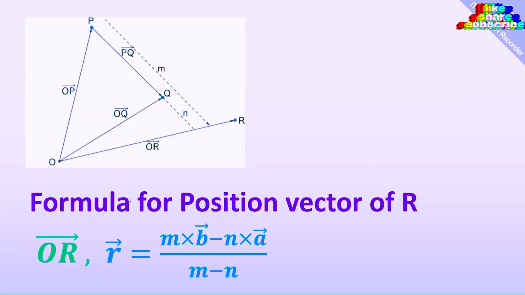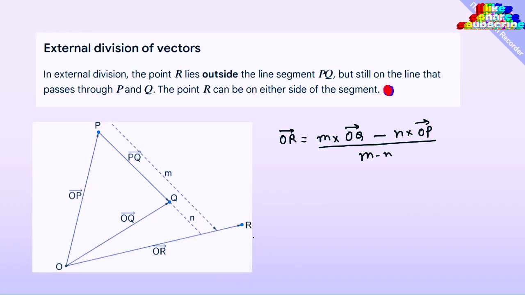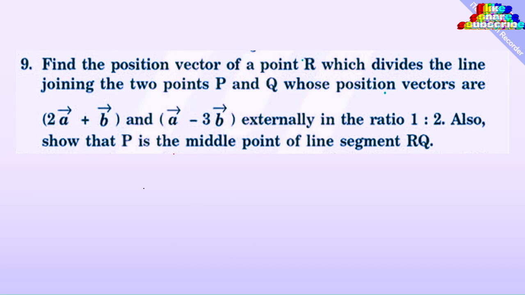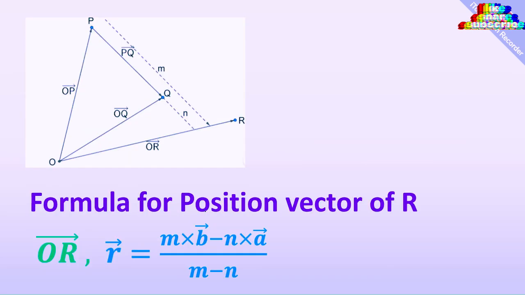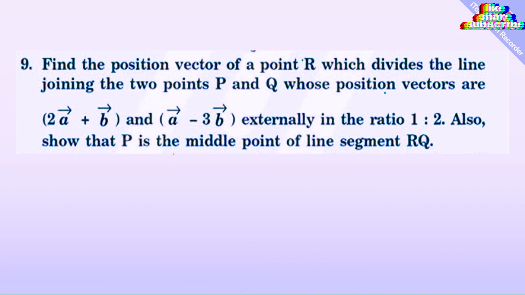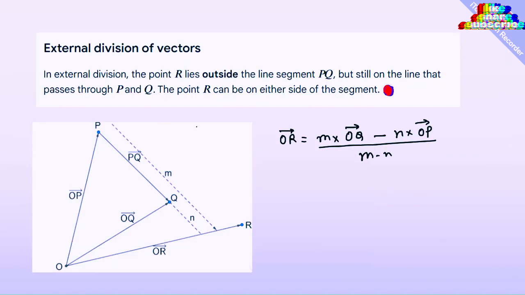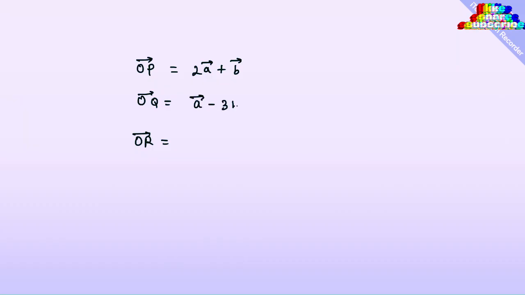So the formula for the position vector of R is m times B vector minus n times A vector over m minus n. Using this formula we are going to solve this problem. First of all, we are given the position vectors of P and Q, and we have to find OR vector. OP vector is 2A plus B vector, and similarly OQ vector is A minus 3B vector, and we are given that R divides in the ratio 1:2.